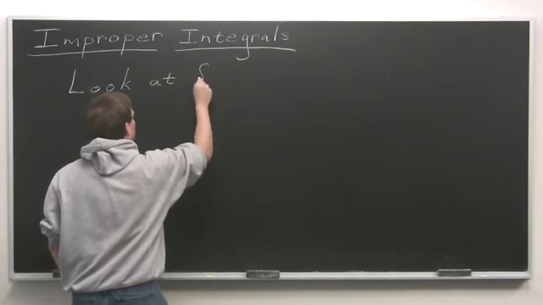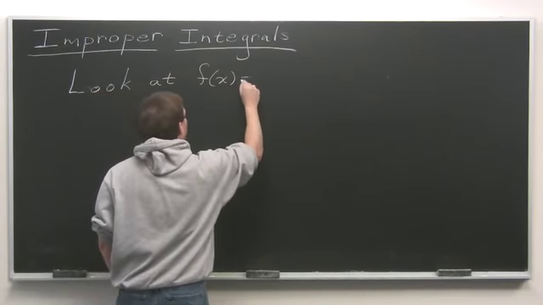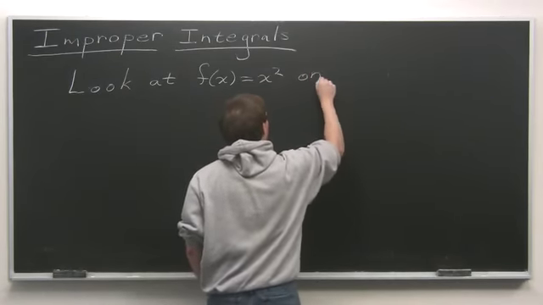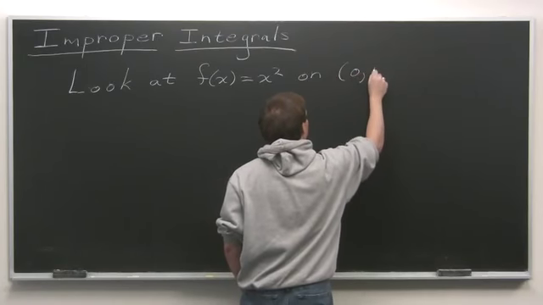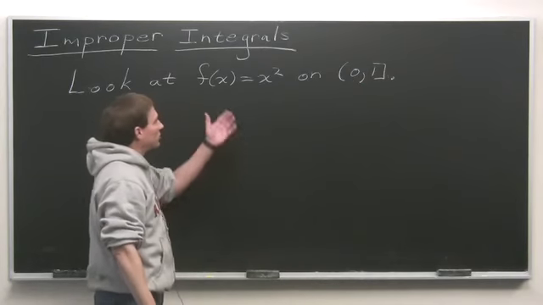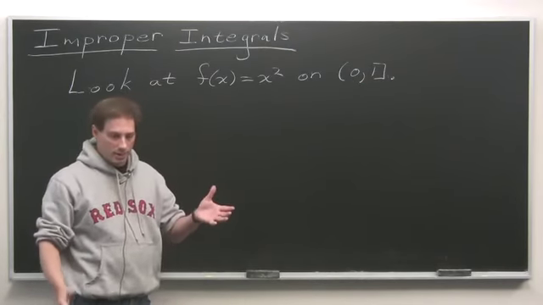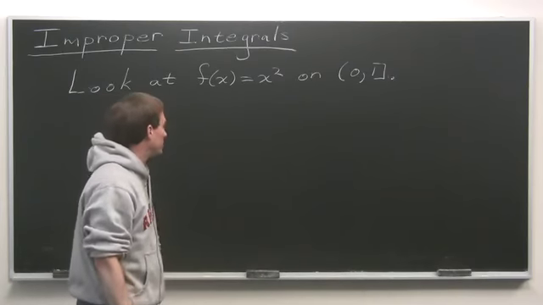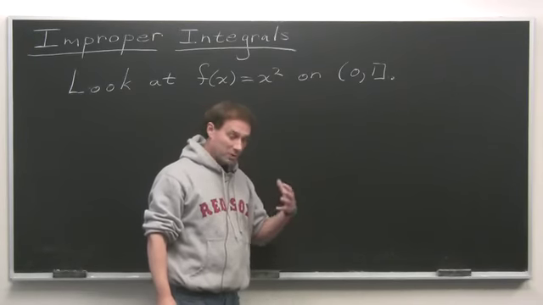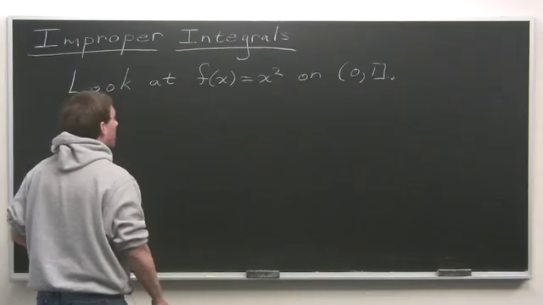So let's look at f of x equals x squared, and just on the half-open interval from 0 to 1. So I've included 1, I haven't included 0. Now, of course, we know f of x equals x squared exists for all real numbers, and so it's very artificial to just restrict it to this half-open interval, but there are some points I'd like to make.